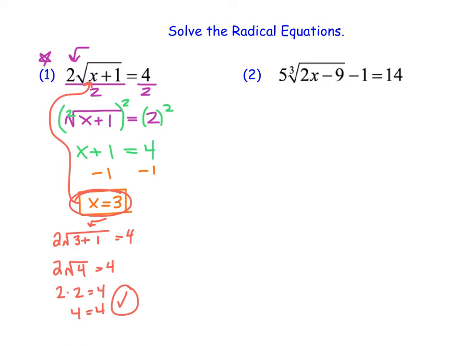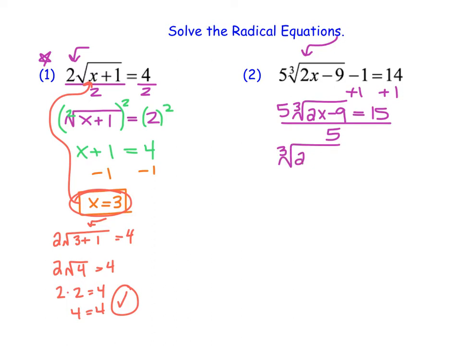Now if I move on to the next example over here, I can see that I have quite a bit going on, but I know that my first step is to always isolate this root. I'm going to isolate the root by adding 1 to each side first. So I have 5 times the cube root of 2x minus 9 is equal to 15. Then I'm going to divide both sides by 5, so I have the cube root of 2x minus 9 is equal to 3. So my first step is to isolate the root.